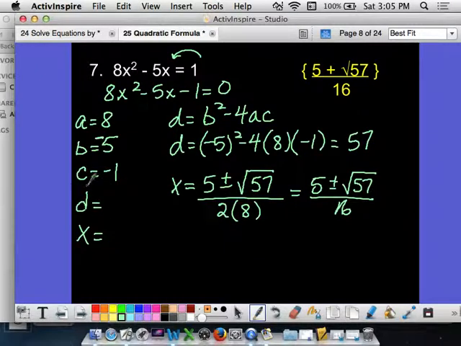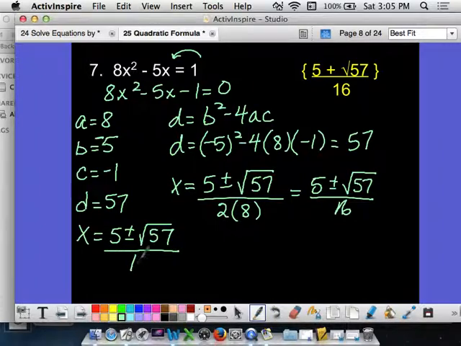Oh, I forgot this. Go back and put in that the discriminant is 57, and then this is 5 plus or minus the square root of 57 all over 16. Given information, and then here's my answer right here.